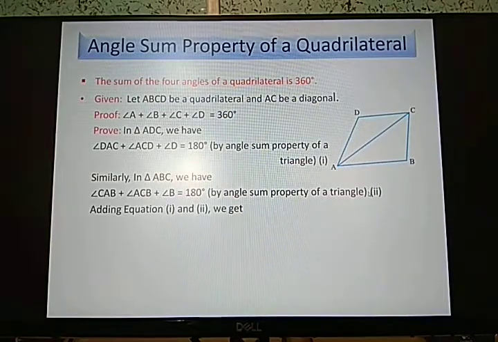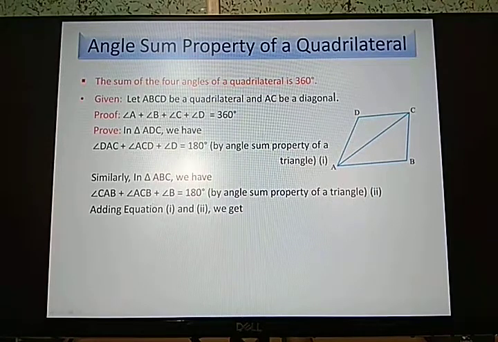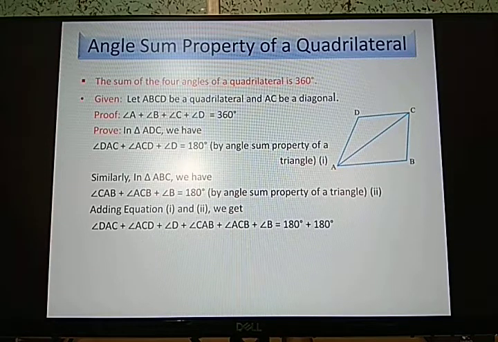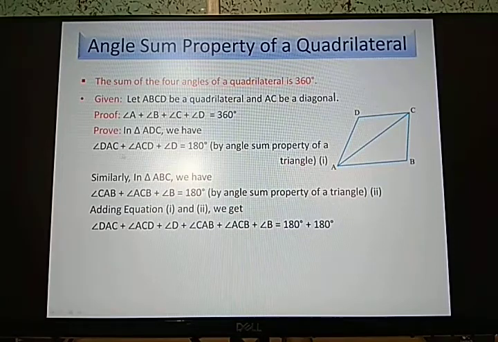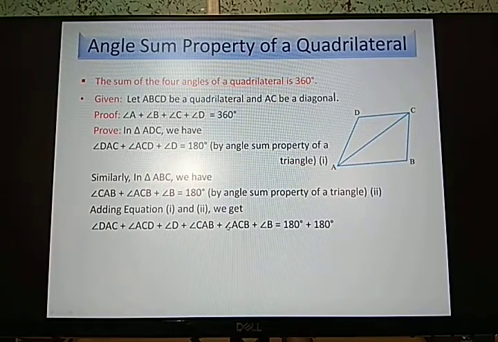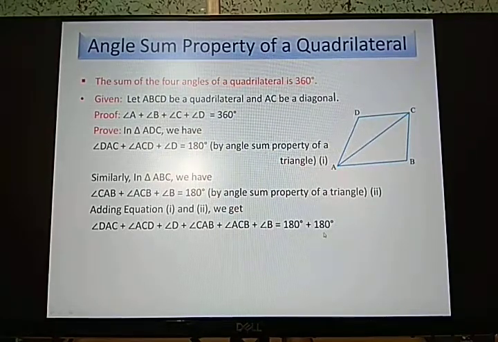Now, we will add equation 1 and equation 2. For adding, we add the left hand side with the left hand side and the right hand side with the right hand side. So if we add them, our equation will look like this: angle DAC plus angle ACD plus angle D, the left hand side of the first equation, and then angle CAB plus angle ACB plus angle B, the left hand side of the second equation, and the right hand side is 180 degrees plus 180 degrees. Clear?